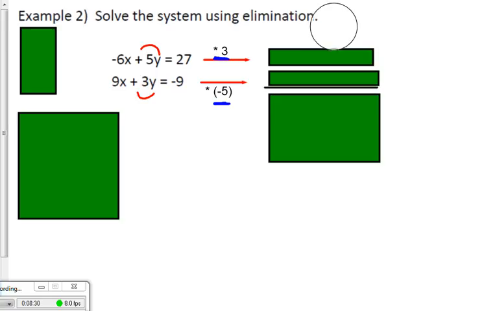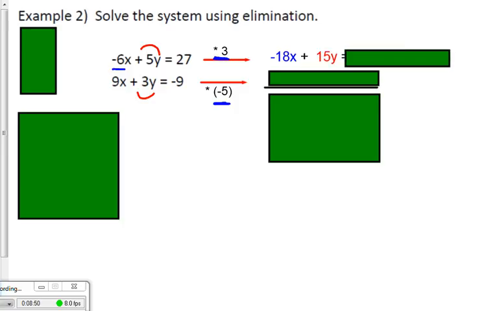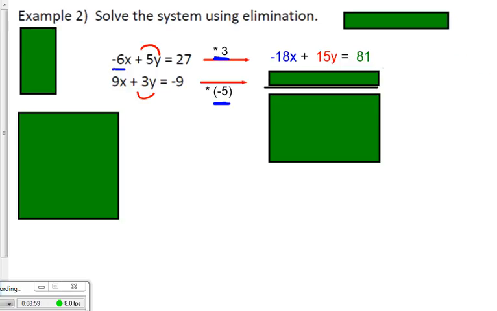When I do that, the top one, everything is being multiplied by 3. Negative 6 times 3 becomes negative 18x. That positive 5y times 3 is going to be positive 15y. And lastly, if I take that 27, multiply it by 3, I'm going to get positive 81. So I multiplied each piece, my x, 5y, and 27, all by 3, and it changed it to this new equation.